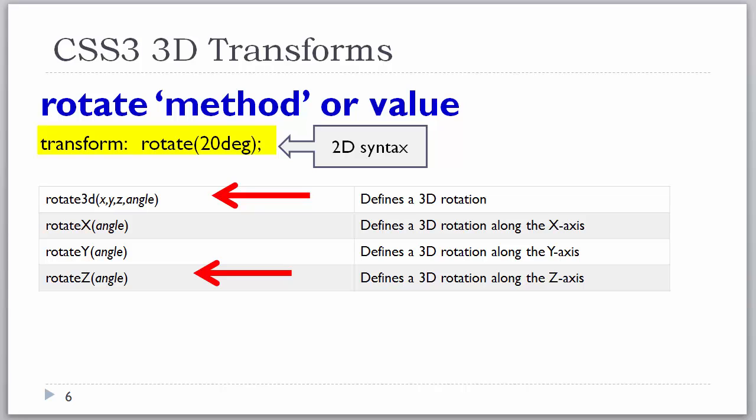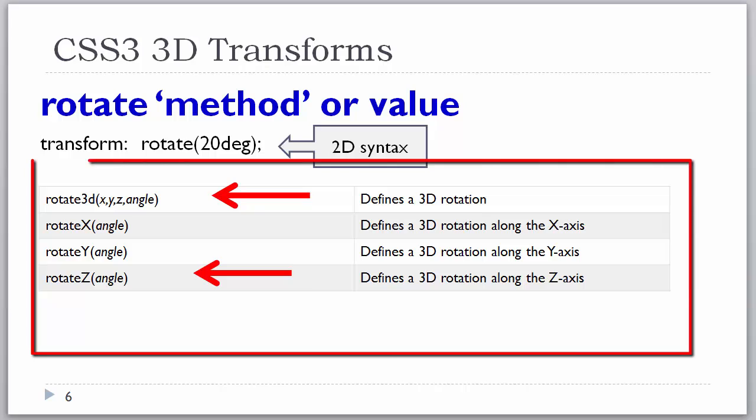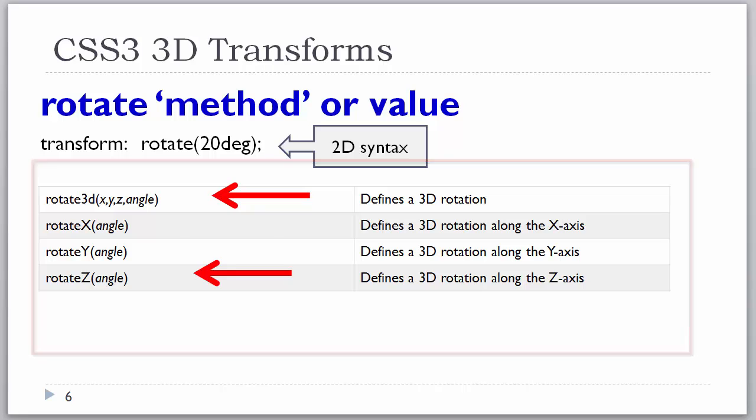The rotate method. Here we have the 2D syntax, where we can rotate something so many degrees. Now we have the rotate3D, rotateX, rotateY, rotateZ values.